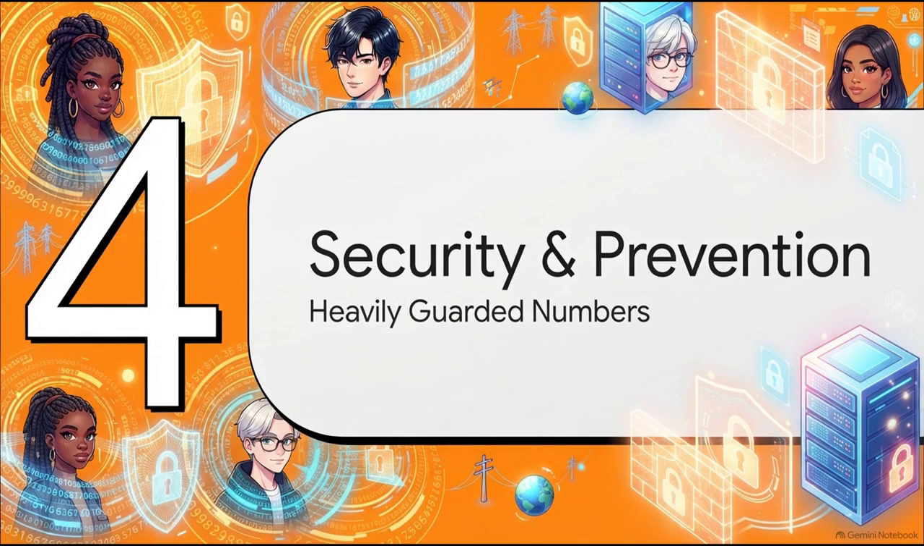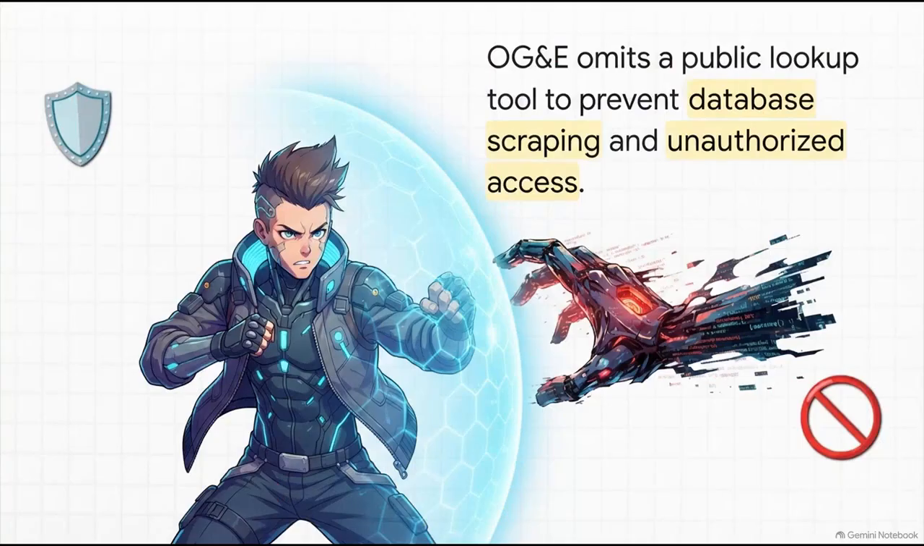Which brings us to section 4, security and scam prevention. Why your number is heavily guarded. Now, you might be wondering, why don't they just have a simple web form where I can type my name and address to get my number? I mean, that would be convenient, right? But it would also be a massive security flaw. Omitting a public lookup tool is a deliberate structural choice by the utility. It prevents malicious actors from using bots to just scrape their database.